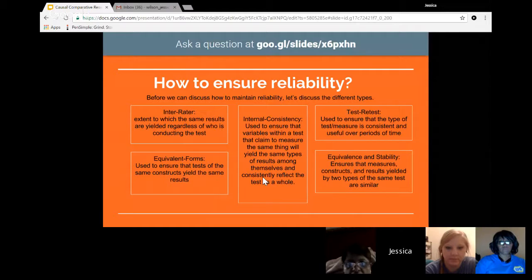Test-retest reliability is used to ensure that the type of test or measure is consistent and useful over periods of time. That means that you get the same results whether you test it today, tomorrow, or a year from now. Equivalence and stability is kind of redundant, it's kind of like a sum of all of the other ones, but it just ensures that measures, constructs, and results yielded by two types of the same test are similar. So the gist of reliability is that you get the same thing every time and that it always measures the same thing, no matter when or where you're conducting the test.